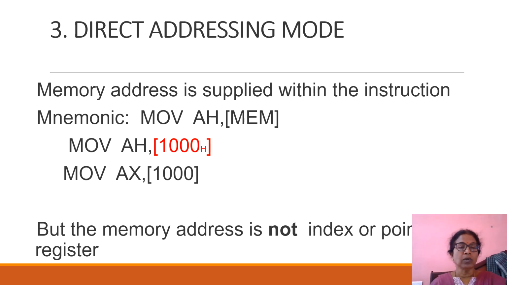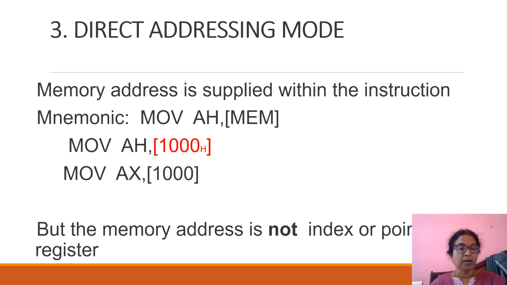Direct addressing mode. The memory address is given directly in the instruction itself. For example, MOV AH, [1000]. 1000 is the memory address. The bracket indicates that 1000 is a memory address. If the bracket is not there, this 1000 indicates direct data, and that addressing mode is called immediate addressing mode.